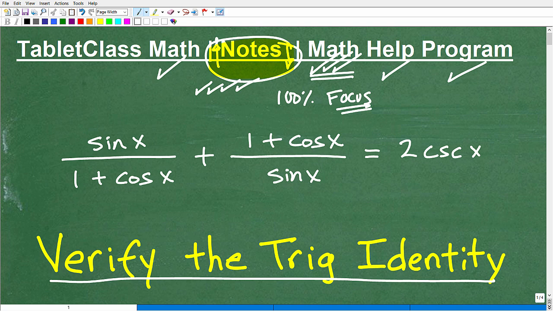Okay, so if you think you can verify this identity, I would certainly encourage you to pause the video and see what you can come up with. But let's get to it.